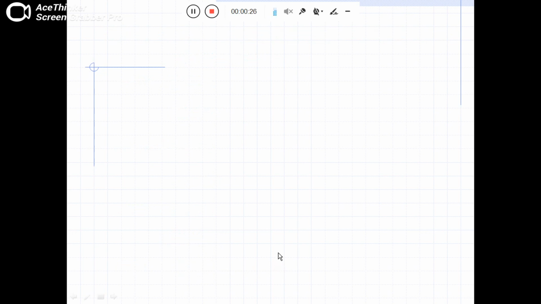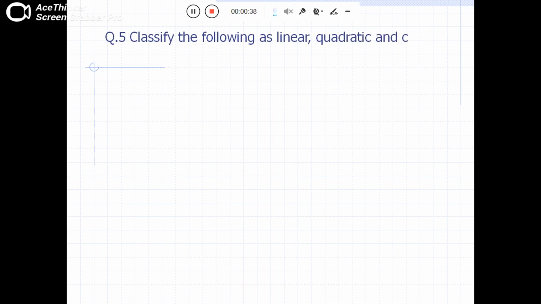Okay, let us see question number 5 of your exercise. In this it is given, classify the following as linear, quadratic and cubic polynomials. As we have discussed in the previous question, linear, quadratic and cubic are based on the degree of the polynomial. So first we have to see the degree of the polynomials given.